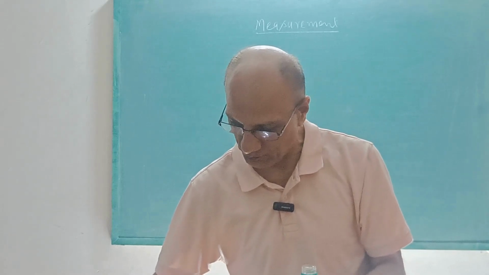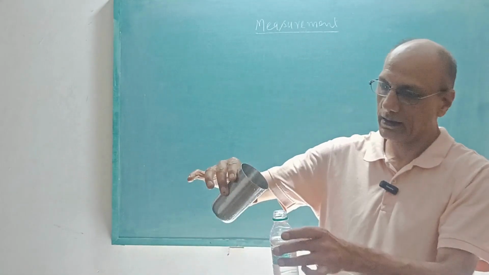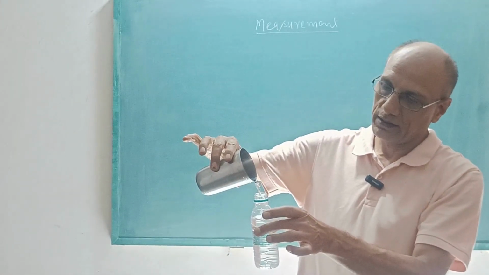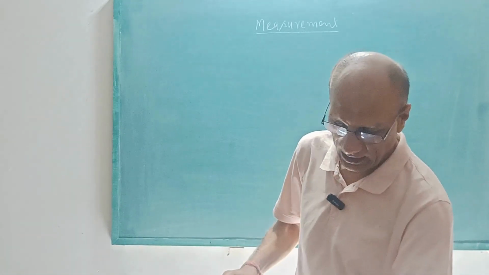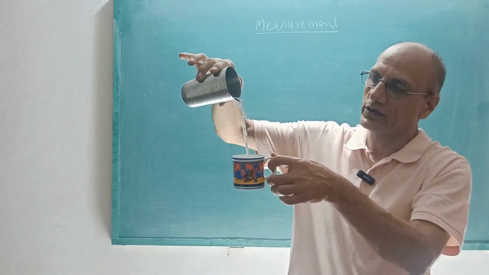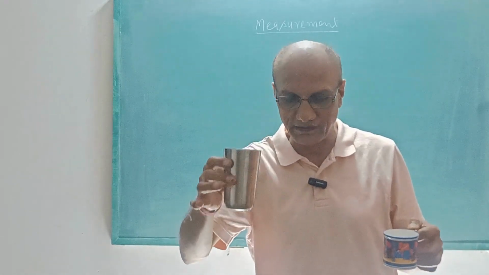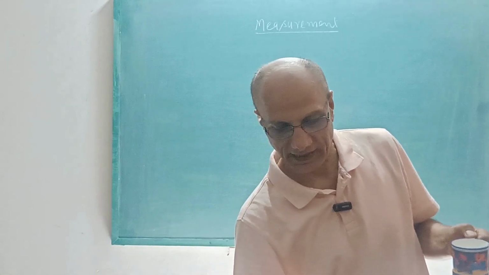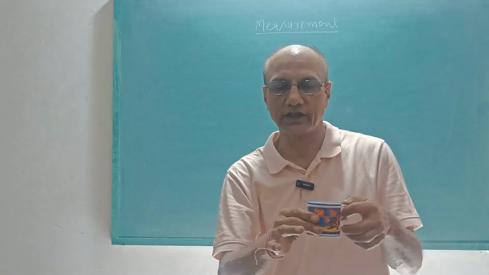So I'll just put it back over here and see. The bottle is full, and still the water is in the glass. So here we can say the volume of the glass is maximum, then second number this bottle, and the least volume has got this cup.